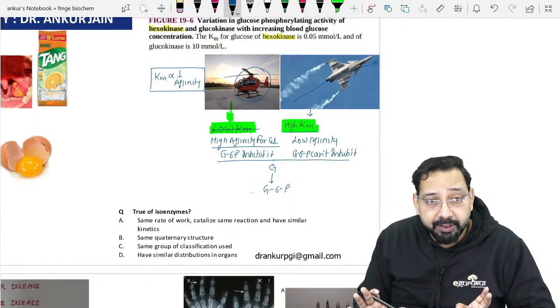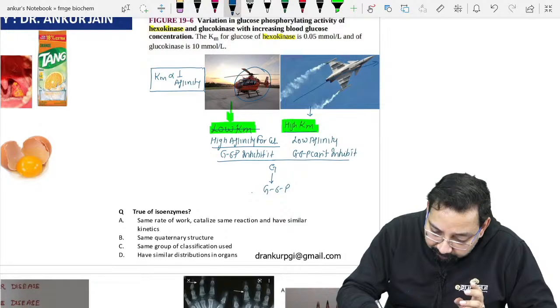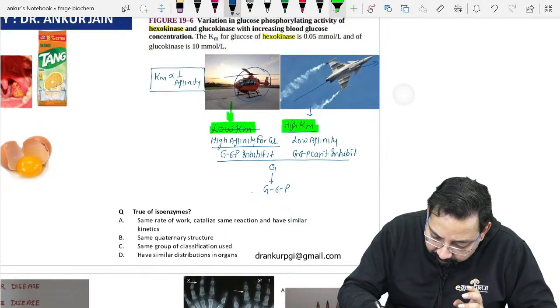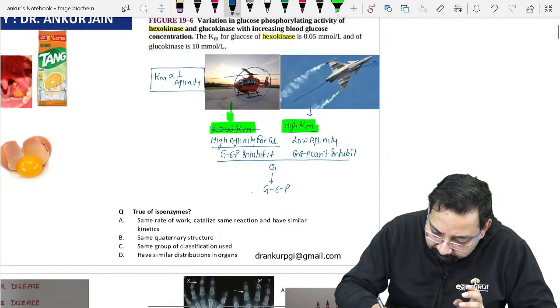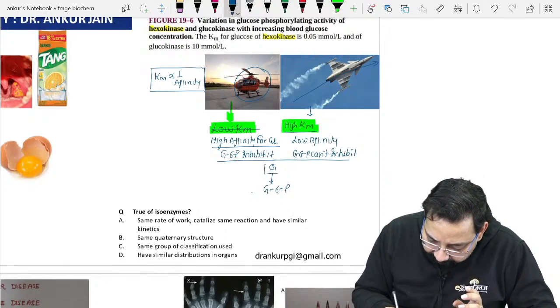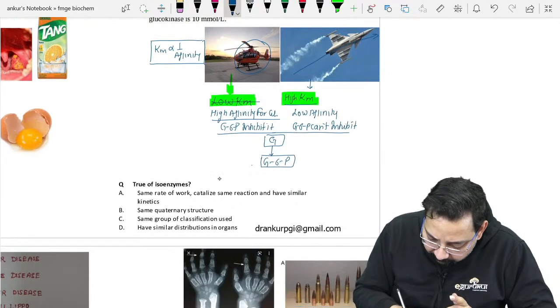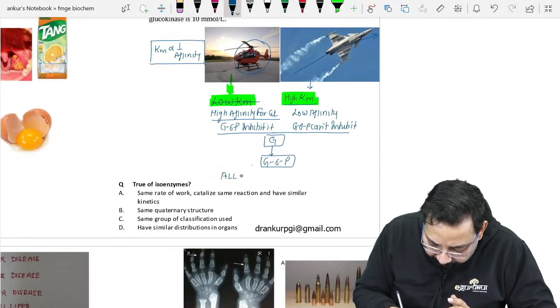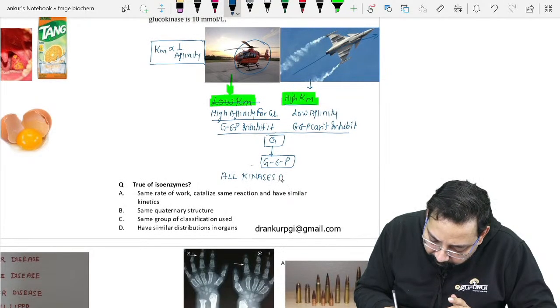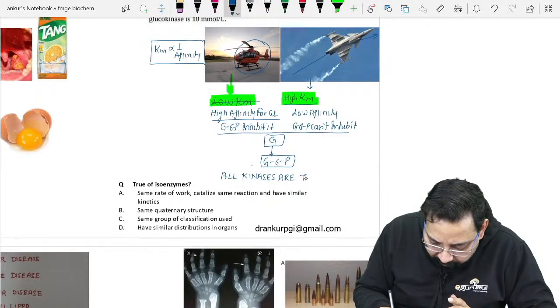We will discuss it in detail. For the time being, they catalyze the same reaction. If they catalyze the same reaction, they are classified in the same group. You will write: all kinases are transferases.